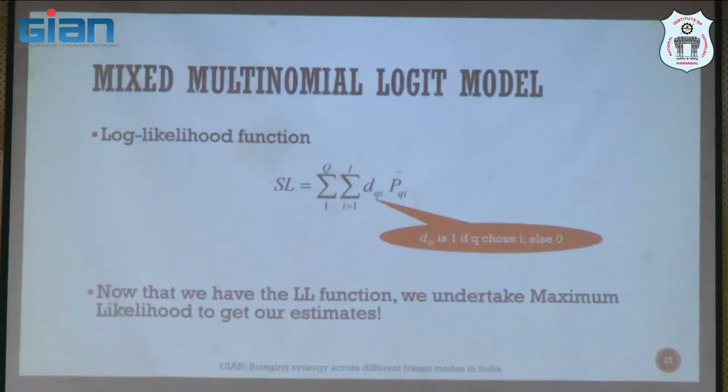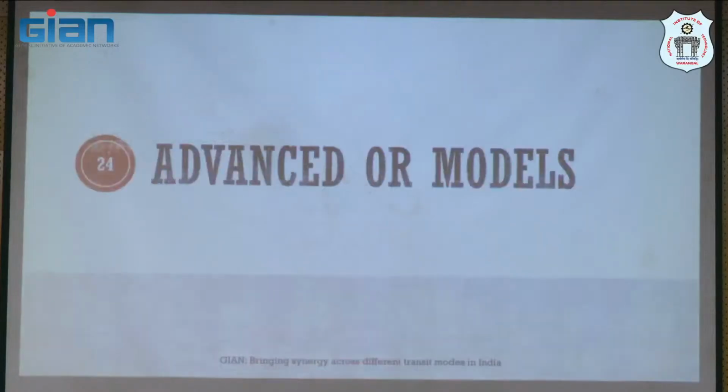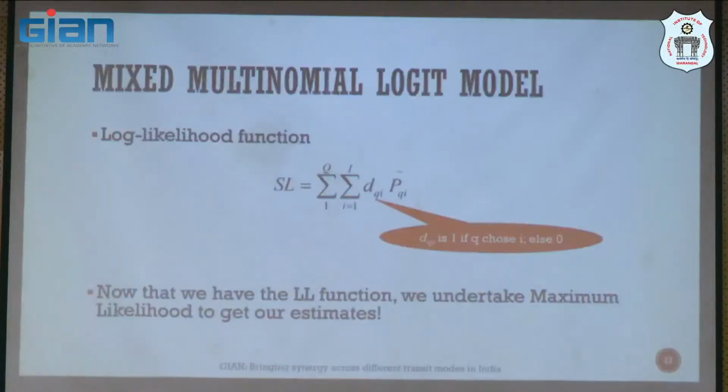So we don't call this process of estimation maximum likelihood because it's not a closed form formula. We call it maximum simulated likelihood because we're actually simulating the log likelihood at different points in the function. Okay. Any questions?